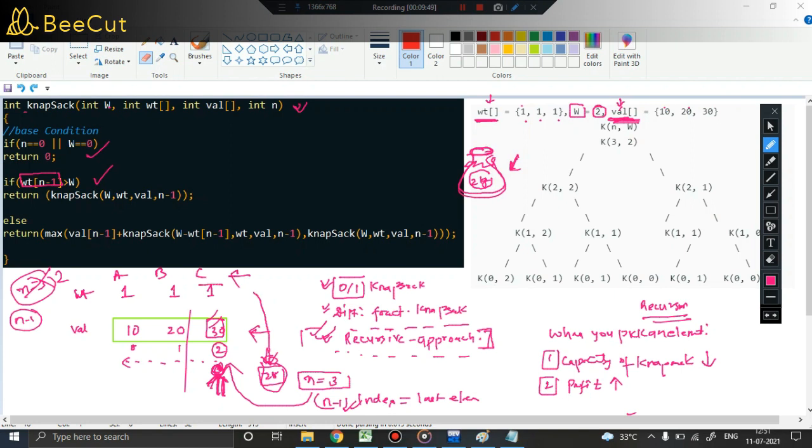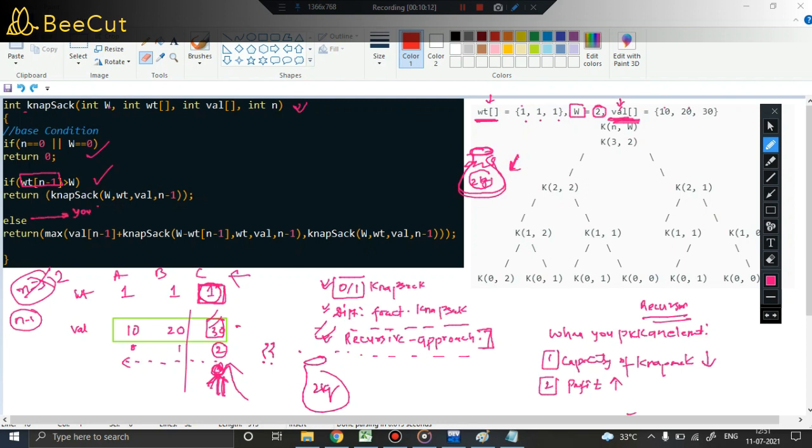Now you find out that the weight of the element C is less than the capacity of the knapsack. What is the capacity of the knapsack? 2 kg, isn't it? So you can clearly store the element in your knapsack, right? 2 kg knapsack and 1 kg is the weight of this element. So now you are thinking, whether I should pick this or not. So you have how many choices? 2 choices. That is why I am writing else, you have 2 choices, right?